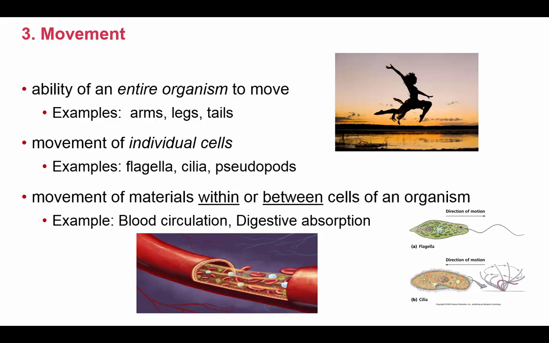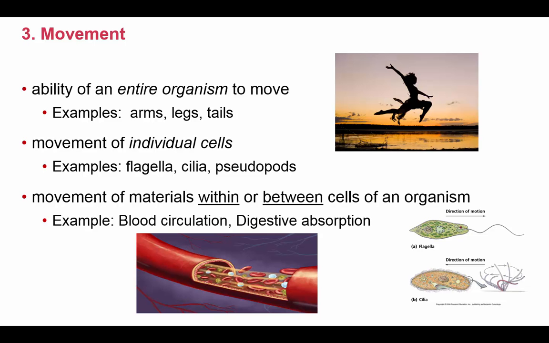The third characteristic of a living thing is that living things are going to possess movement. They're going to move. And when we talk about movement, a couple things to consider here. First off, movement is the ability of an organism to just move in general. So for us, we have arms and legs. Other organisms have tails. So some type of structure in order to allow us to walk or to run, to move from one location to the next.